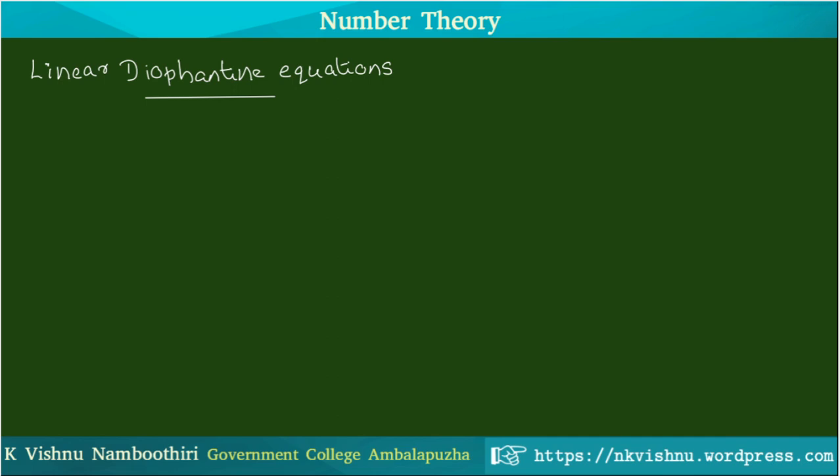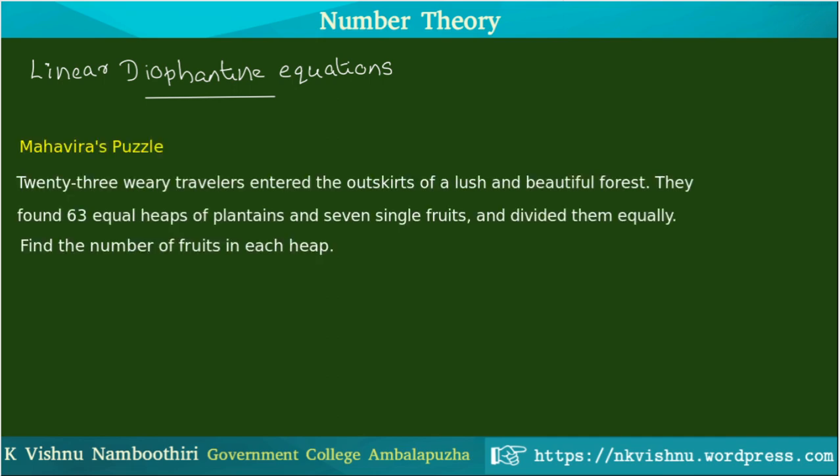Now we are going to see Mahavira's puzzle. The puzzle is the following. 23 weary travelers entered the outskirts of a lush and beautiful forest, and they found 63 equal heaps of plantains and 7 single fruits. They divided all of them equally. The question is to find the number of fruits in each heap.